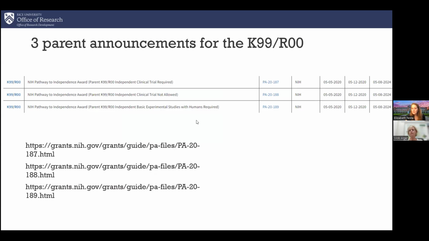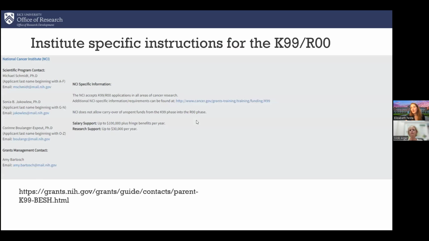Once you figure out which parent announcement is the right one for you, you will also want to figure out which institute you're applying to under that parent. And those institutes will all be listed at the top of the parent announcement. And there are links. I've given you a link to institute-specific instructions for the K99. And that's one more thing. It's going to tell you your salary support, your research support. It's going to tell you who your program officers are, so you can make a note of that for your checklist. So this is just an example from the National Cancer Institute.